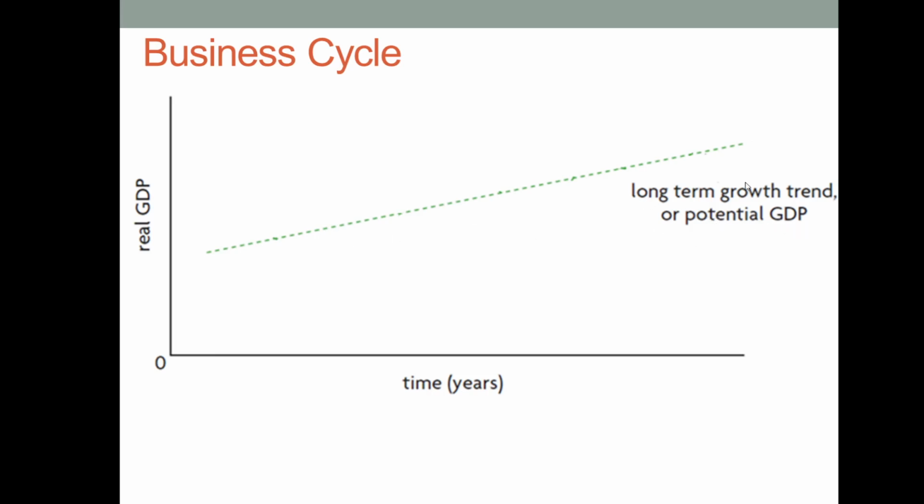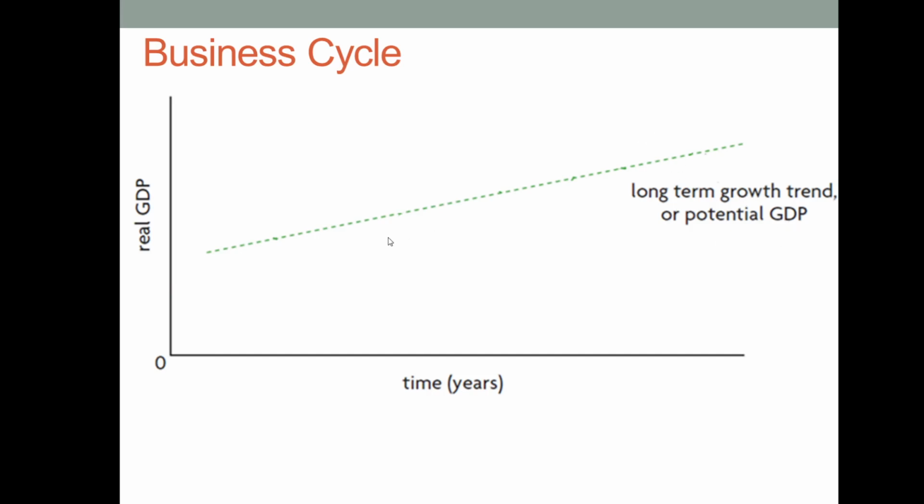So what does potential GDP mean? This is the important part, because it is going to connect to the next chapter somehow. So try to make this concept clear. This is the long-term growth trend. In the long run, if you give it so many years, the economy will grow up, and we call that potential GDP.